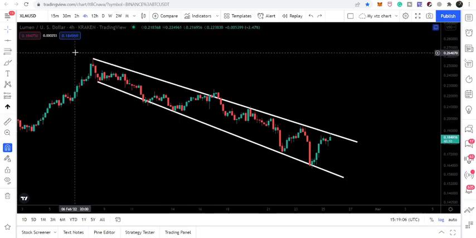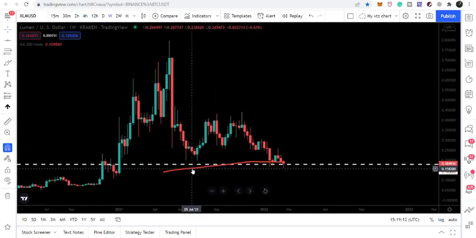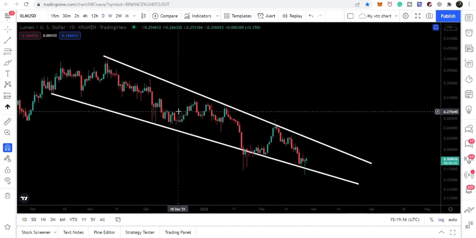Today we will take a look at this broadening wedge formation and at a very strong support of 18 cents and this 200 weekly simple moving average and also this falling wedge pattern as well.